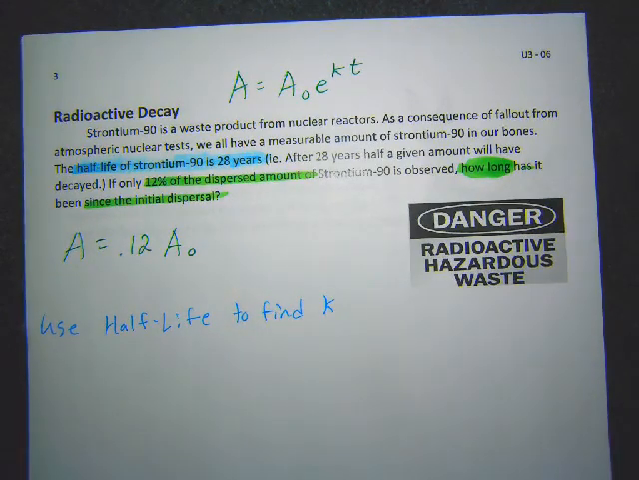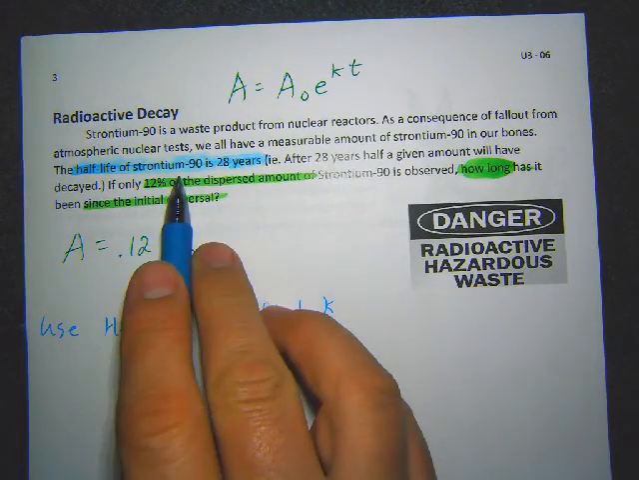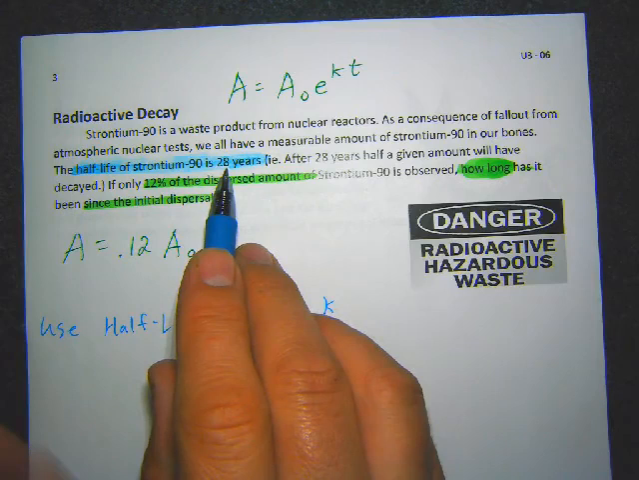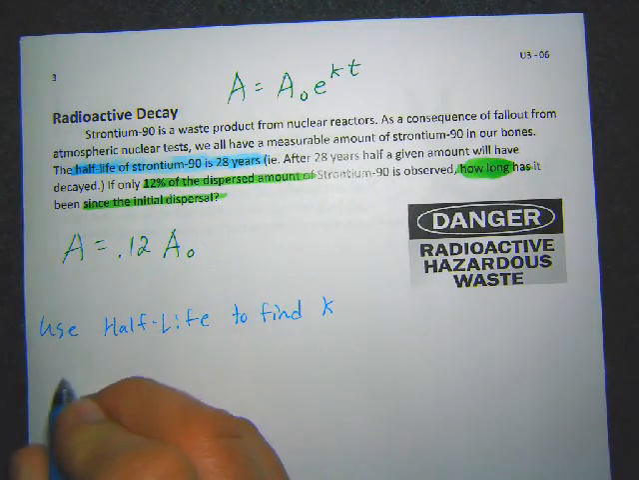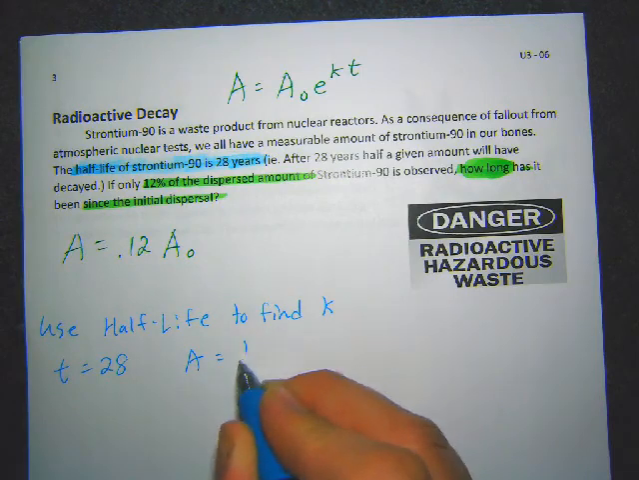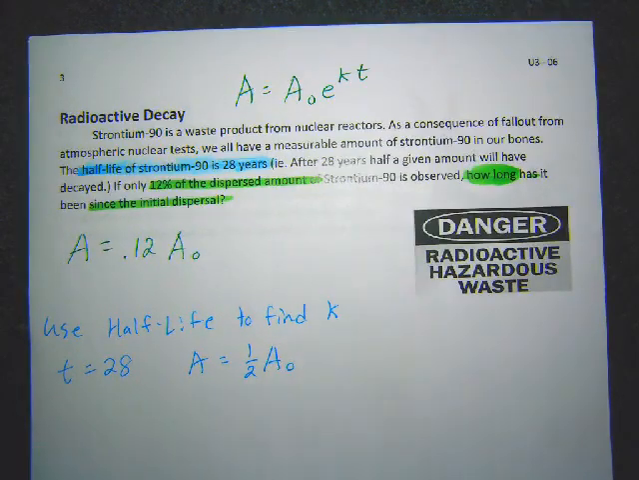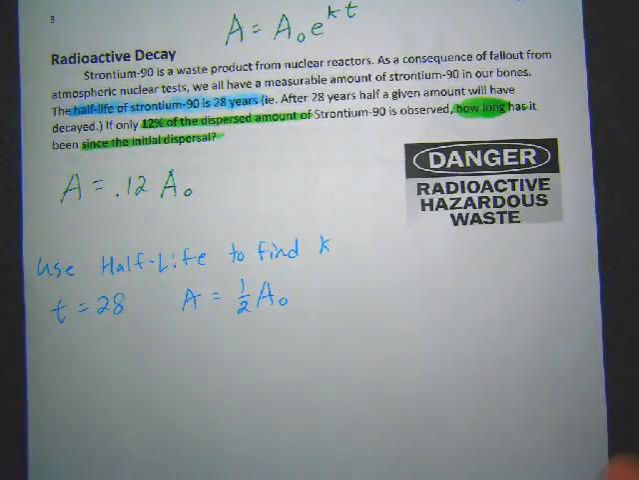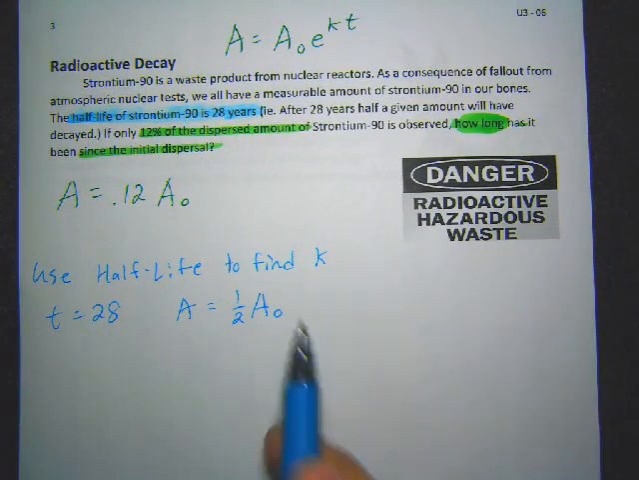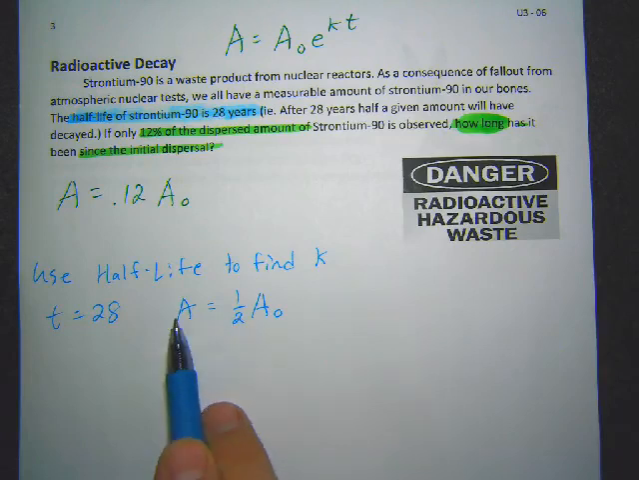So what we're going to do is think about the fact that with strontium-90, after 28 years, you're going to have half as much. It's not going to double, it's going to be half. So we know that if the time is 28, then the final amount is going to be half the starting amount. Now you could pick a number here, and this is what I've done in the past. I'll start off with like 10 pounds as my starting amount, and then my half will be like 5 pounds.